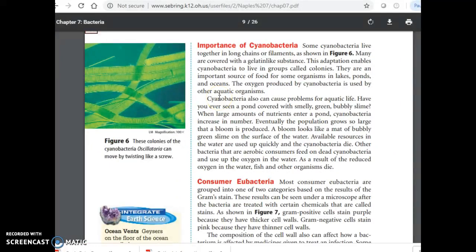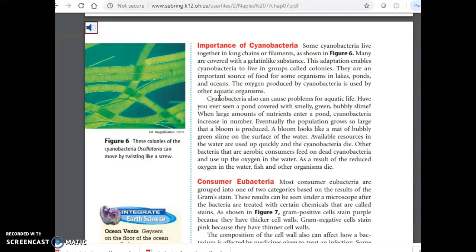Cyanobacteria, make sure you remember that. We talked about that briefly. They live together in those long chains or filaments, and they're covered with a gelatin-like substance, and it enables them to live in groups called colonies. They're a very important source of food for some organisms in lakes and ponds and oceans.